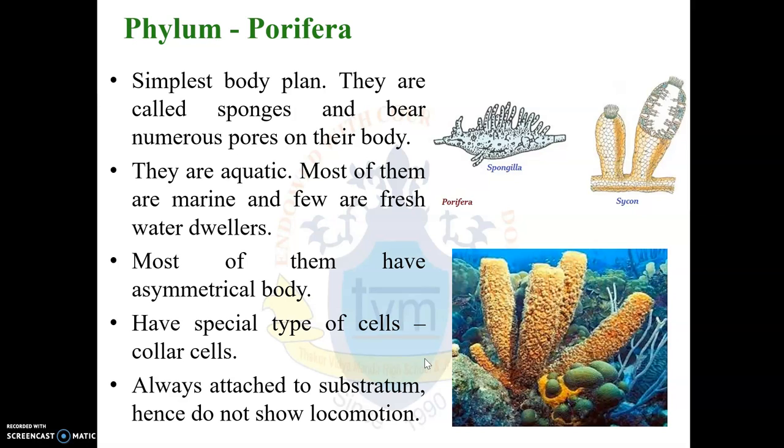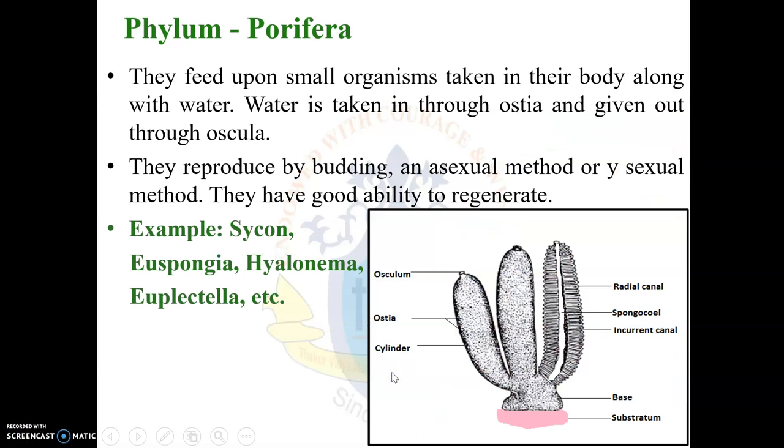These animals have a special type of cells which are called collar cells. They are always attached to the substratum and hence they do not show locomotion. As shown over here in this picture, you can see they are attached to the substratum and hence they are referred to as sedentary animals. They feed upon small organisms taken in their body along with water.